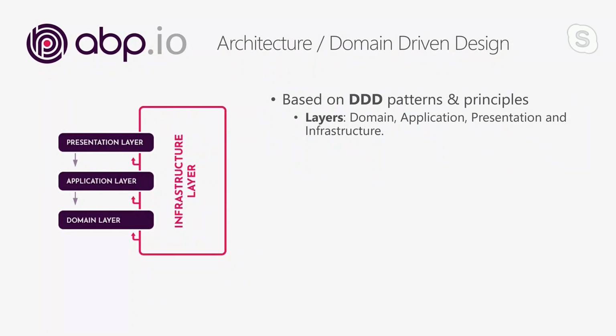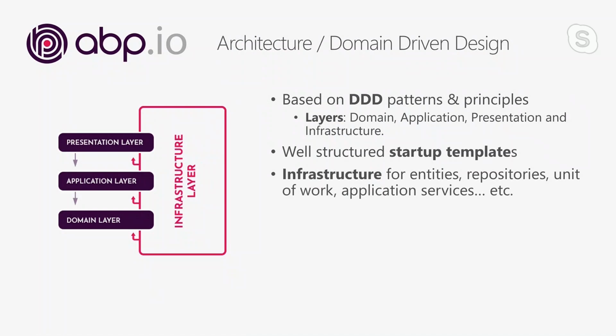ABP's solution model is based on the domain-driven design principles and patterns. DDD offers four fundamental layers: domain, application, presentation, and infrastructure. ABP startup templates implement this layering by providing a multi-project solution structure. ABP framework provides infrastructure for your application to implement DDD easier. And finally, ABP documentation supports you to truly implement DDD in your source code.